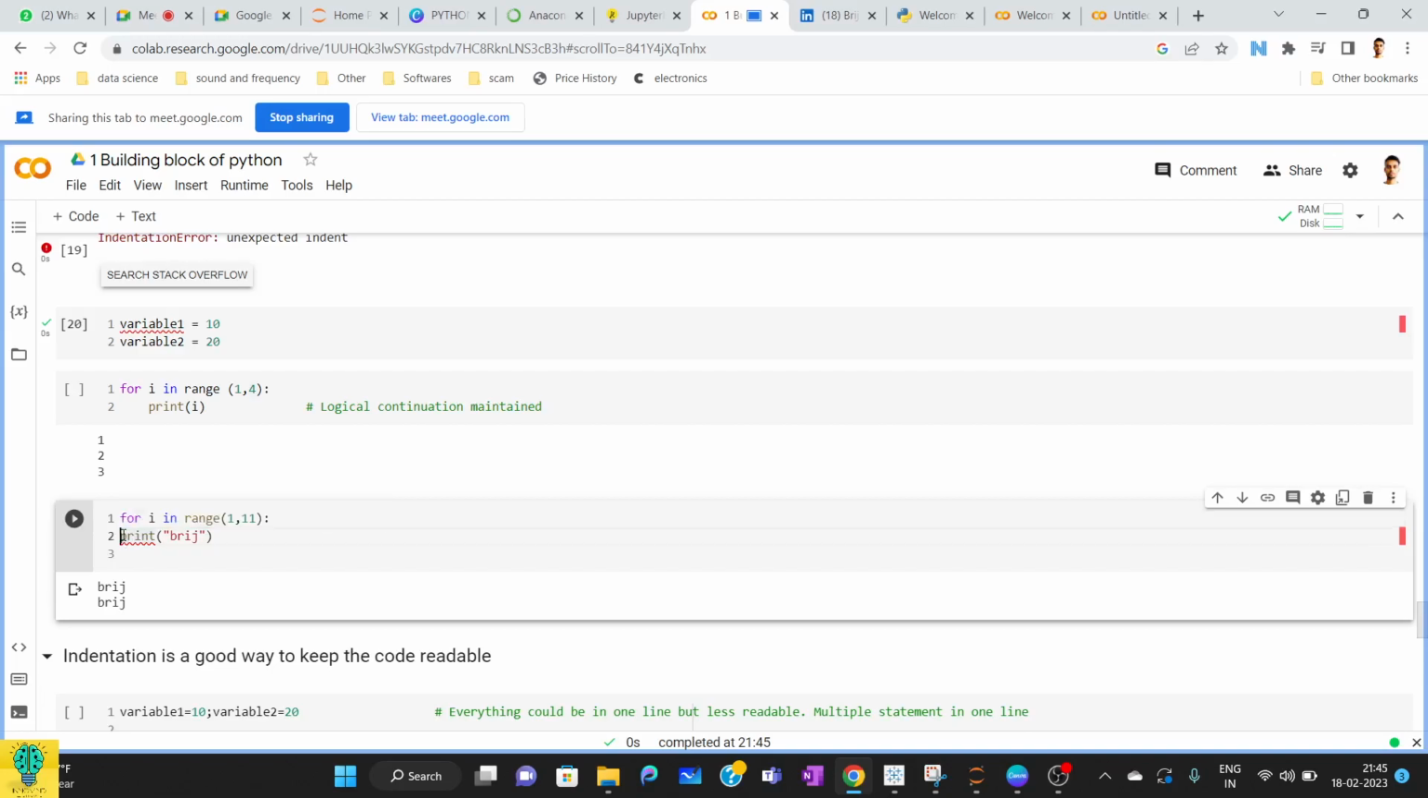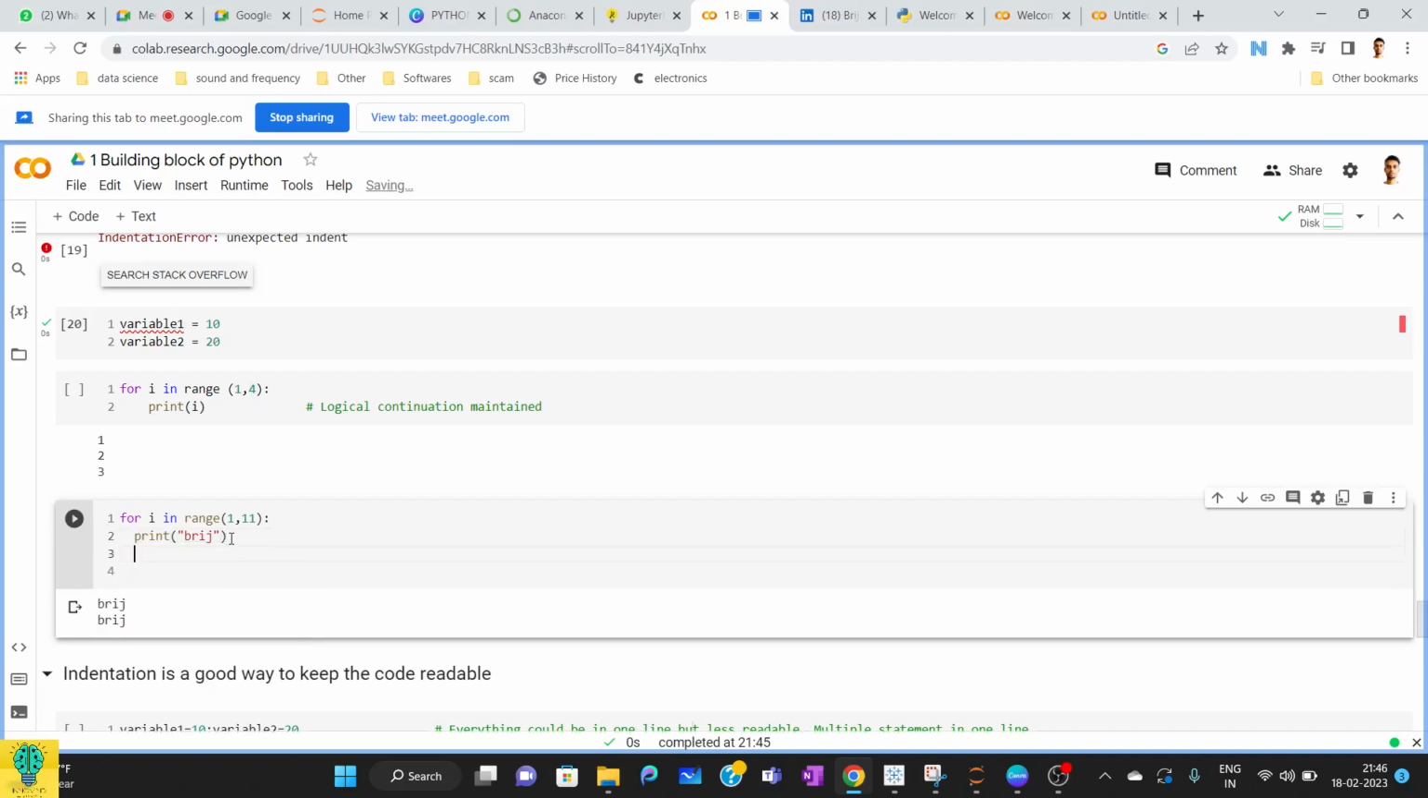Now I want this print statement inside this for block, so I'll indent it. One space, two space, does not matter. If you are giving one space, whatever you write in the next line should have one space. If you are writing two spaces, then you write two spaces all around. I cannot give two spaces here, it is going to be wrong. See, print is getting a red underline. Everything which is going to come under this for is going to fall into this indentation. So whatever comes under this for is going to be repeated 10 times.